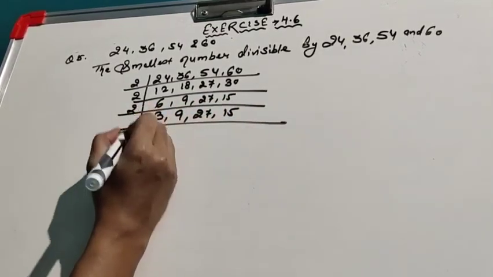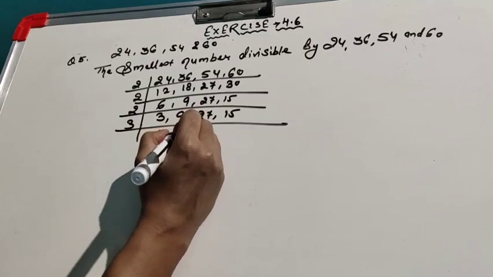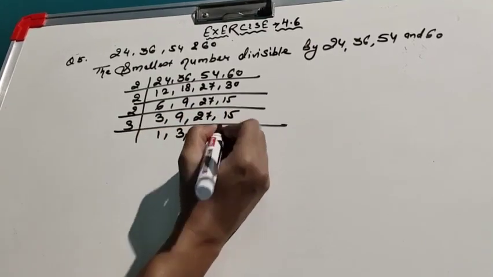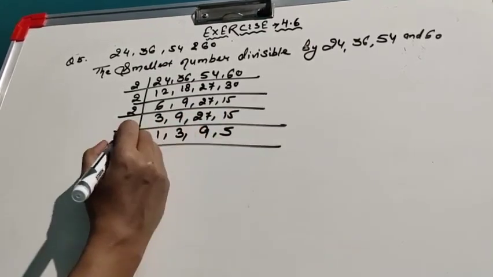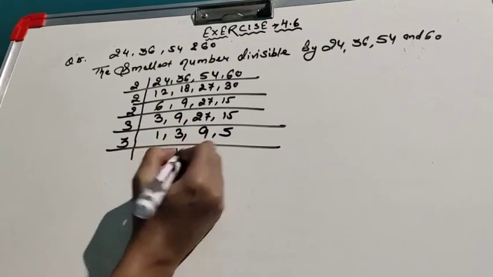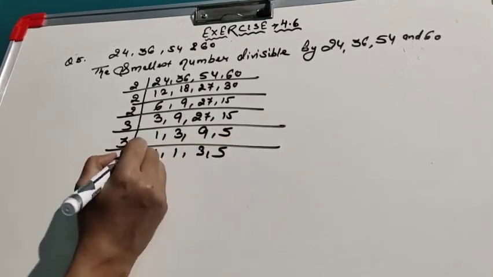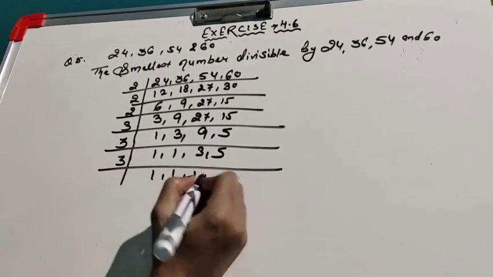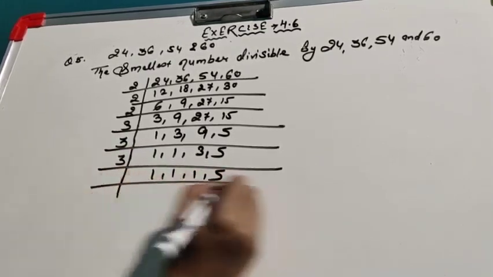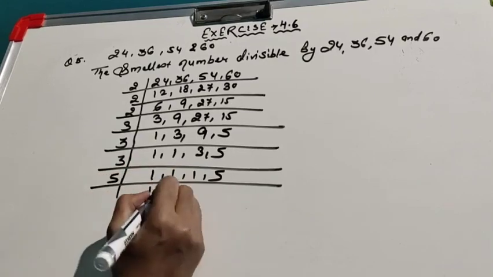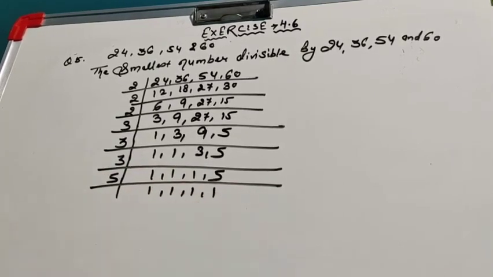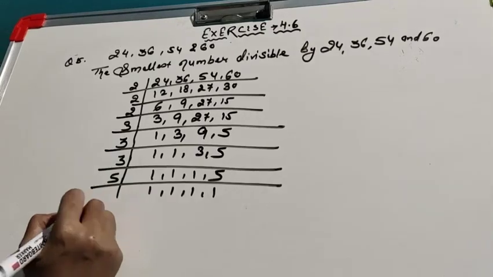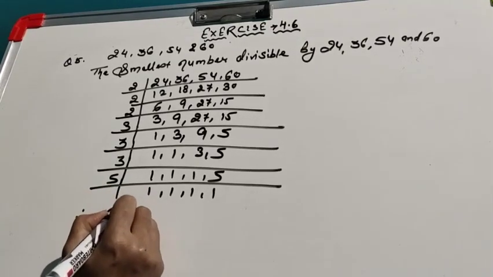Now go with the 3 table: 3 1 is 3, 3 3 is 9, 3 9 is 27, 3 5s are 15. Again we can divide with the 3 table: 3 1 is 3, 3 3 is 9, and 5. Again go with the 3 table: 3 1 is 3, 5 not possible, and the last one 5, we will divide with 5.